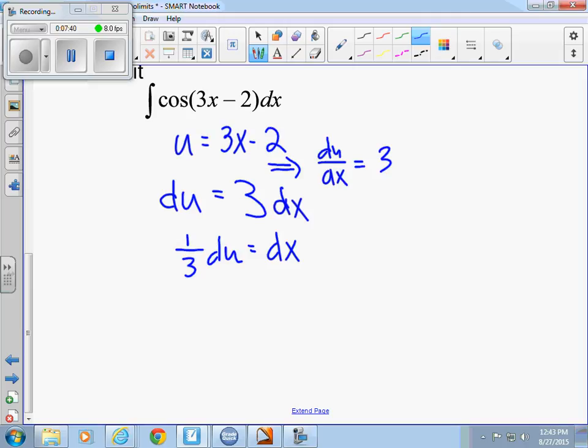That's the derivative of u with respect to x. And then I'm multiplying the dx. Okay. Any questions so far? I'm going to get dx by itself. Then I'm going to go back into the original function, and I'm going to do substitution.